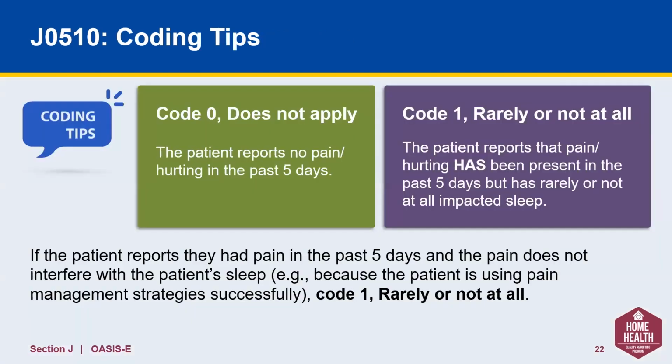It's important to understand the key difference between code 0, does not apply, and code 1, rarely or not at all. For code 0, does not apply, the patient reports that they've had no pain or hurting in the past 5 days. For code 1, rarely or not at all, the patient reports that pain or hurting has been present in the past 5 days, but has rarely or not at all impacted sleep. This is an important distinction when coding this item.